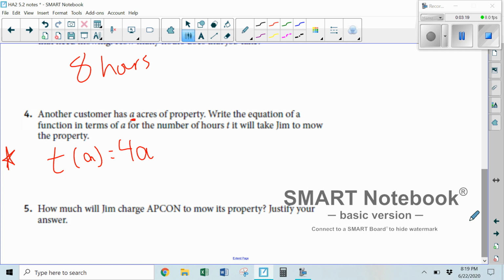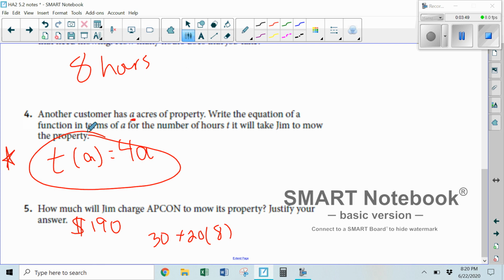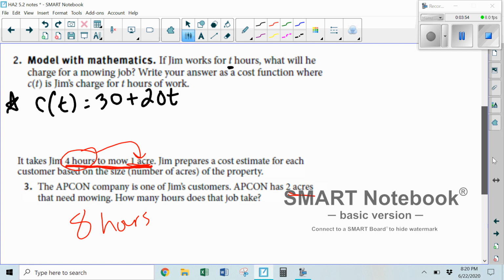Number 5, how much will Jim charge Apcon to mow its property? Justify your answer. Go ahead and do that. Pause the video if you need. Your answer should be $190, and you should justify it. My justification would probably be something like this. If it's 30 plus 20 per hour, and I knew it took 8 hours, that's how I would show my work, and that comes out to $190. Sure, we have those 2 functions. We're going to need those from number 4 and from number 2.